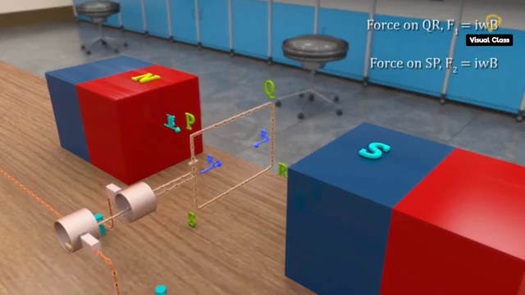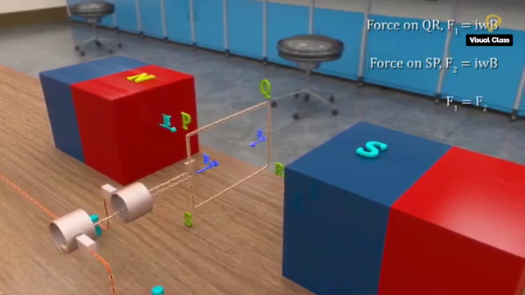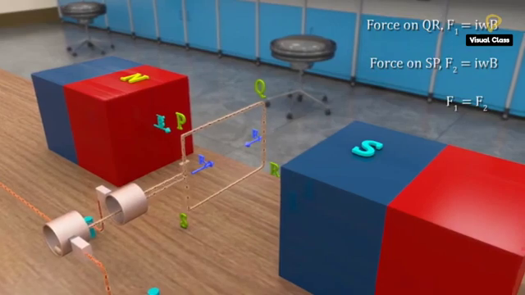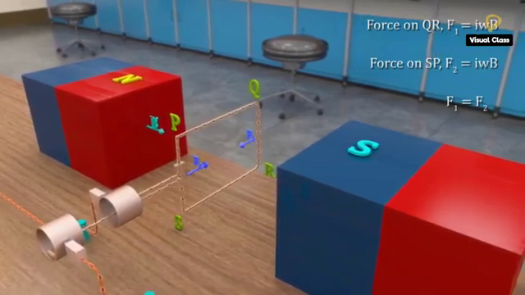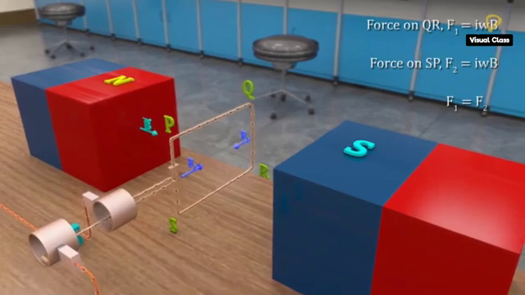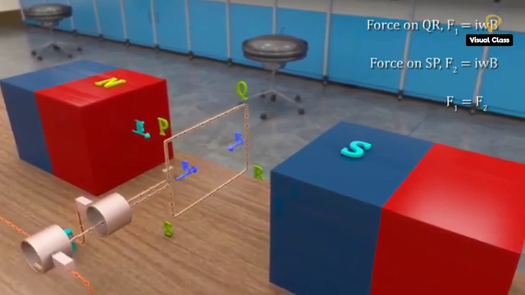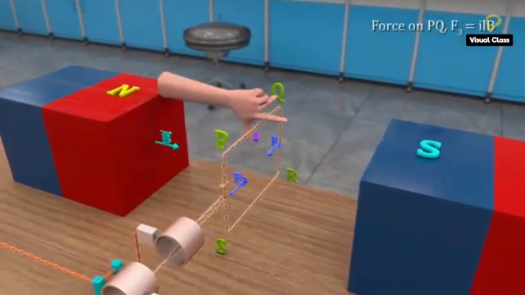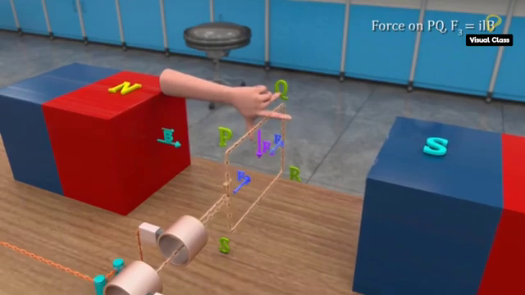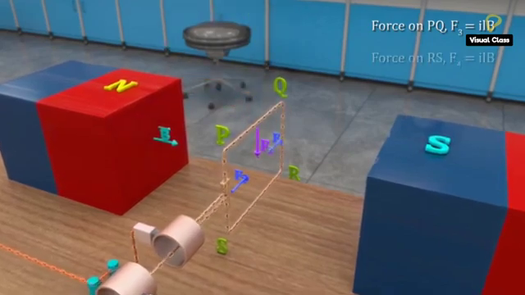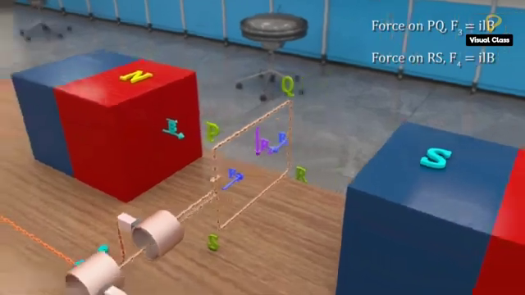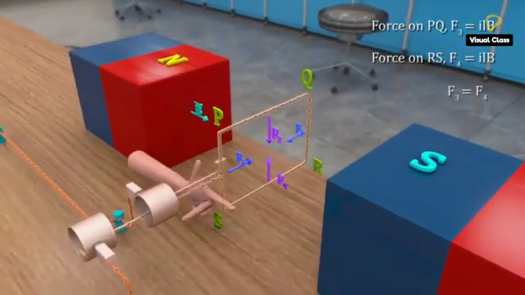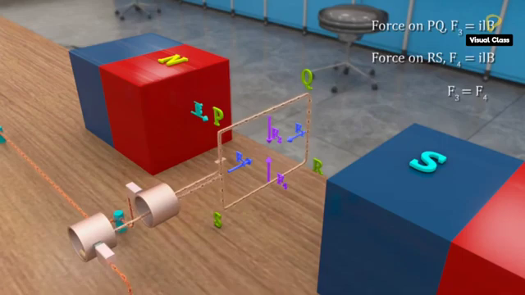As you can see, forces F1 and F2 are equal in magnitude, opposite in direction, and have the same line of action. Hence, the resultant effect on the loop is zero. Similarly, force F3 on PQ, equal to ILB, is the same in magnitude but opposite in direction to that of force F4 on RS. Since the line of action is the same for both forces, they have no effect on the loop.